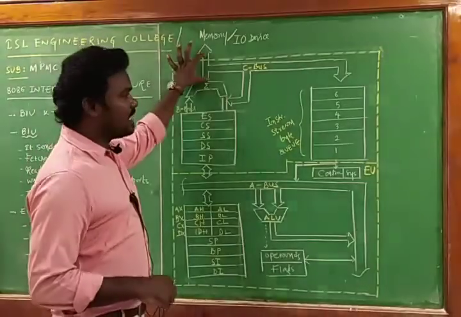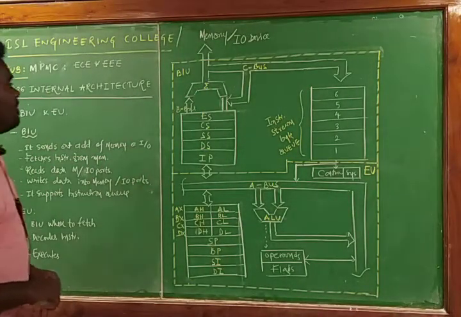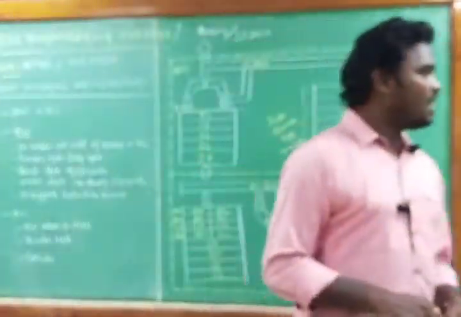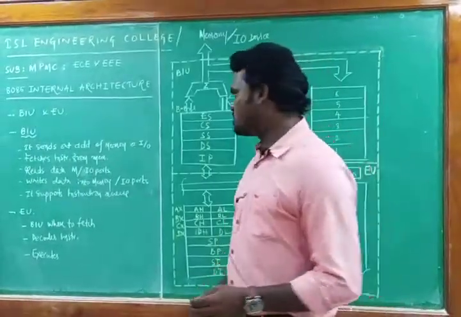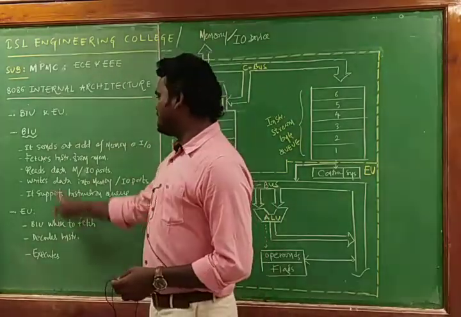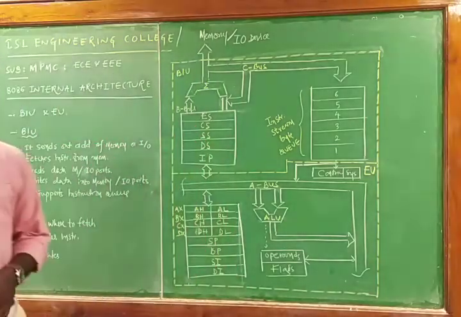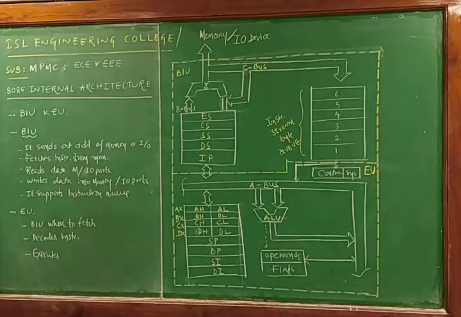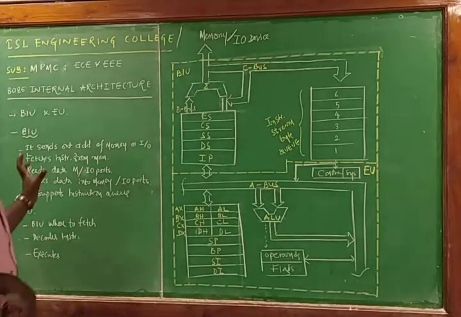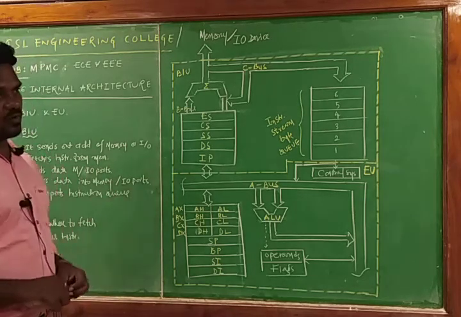So this is a bidirectional bus. The first important function of the bus interfacing unit is that it makes the interfacing of the 8086 microprocessor to the outside world. And the second important function is that it sends out the address of memory or input output port. That means this bus interfacing unit sends the information of the output address location of memory or input output ports.